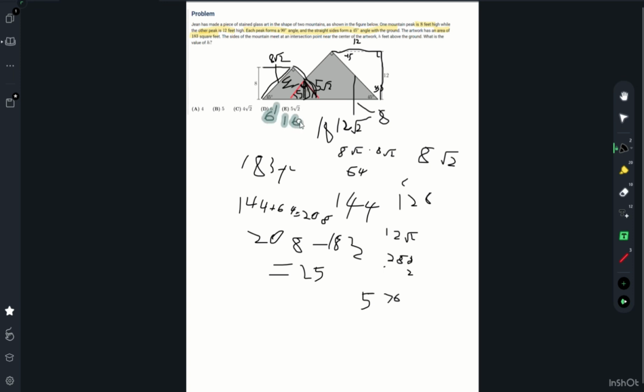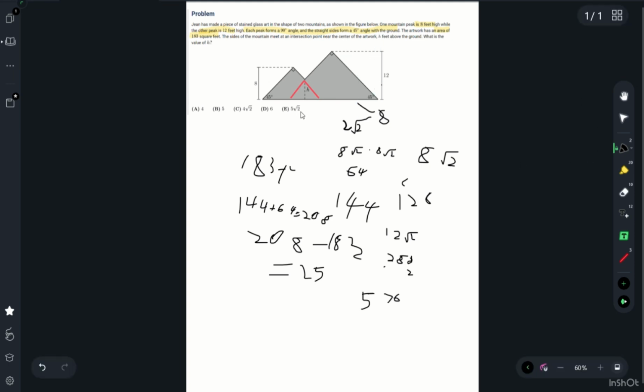Although I do not advise you using trial and error for this, as trial and error is very disastrous and can take most of your time. But still, the answer to this question is B, 5.